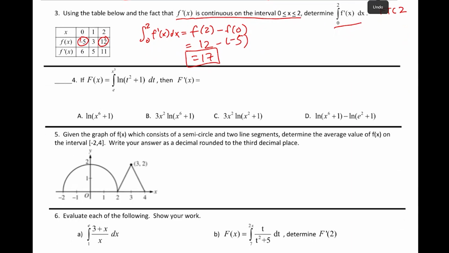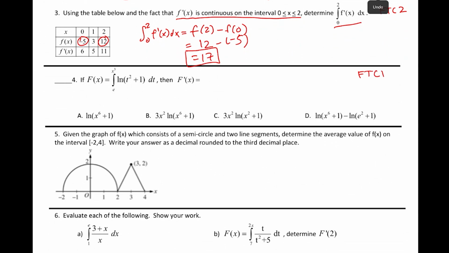Number 4 says if capital F is equal to this integration function, then what is F prime? Okay, here we're actually going to use the first part of the fundamental theorem because we need to find the derivative of F. So in other words, we need to find the derivative of the integral from e to x cubed of this weird natural log function. And so we know what to do here.